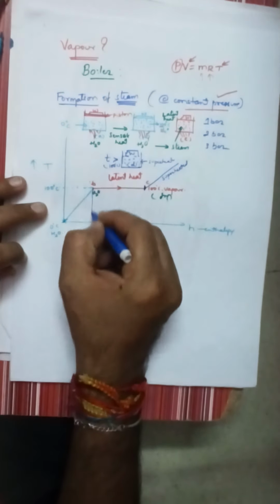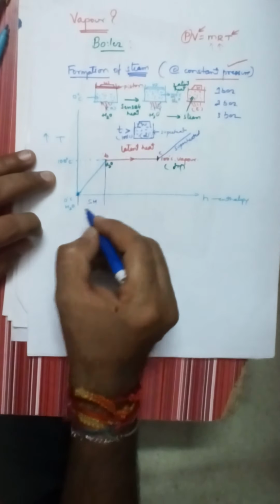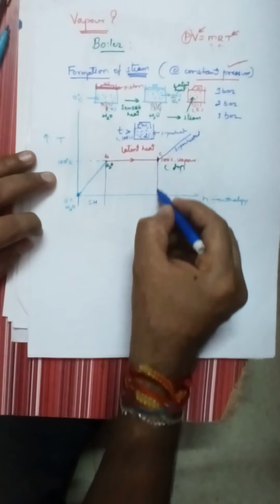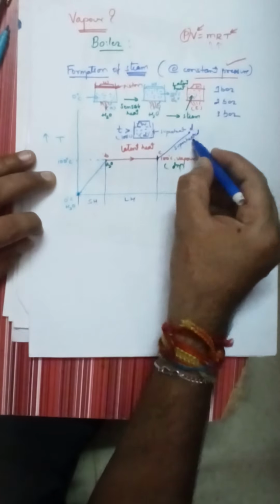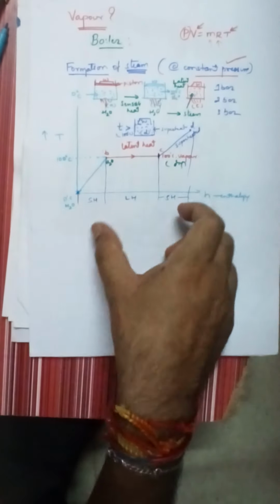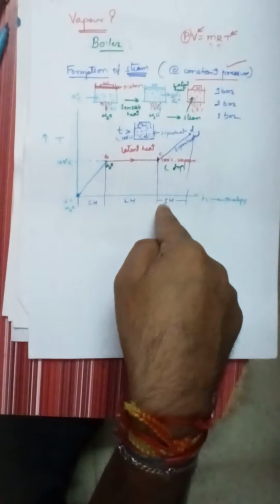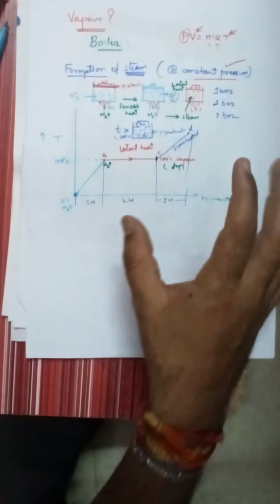So from A to B, what type of heat have you supplied? Sensible heat. I will write SH. B to C, latent heat. And again from C to D, what type of heat is supplied? Again, sensible heat is supplied. So this is the formation of steam. The entire formation of steam takes place at constant pressure, that is inside the boiler.